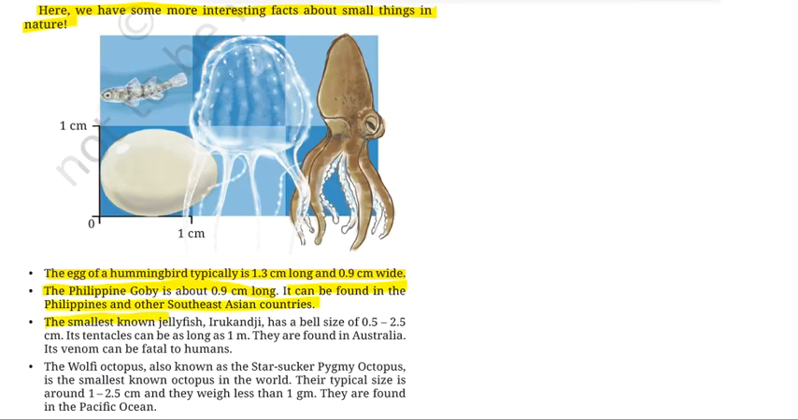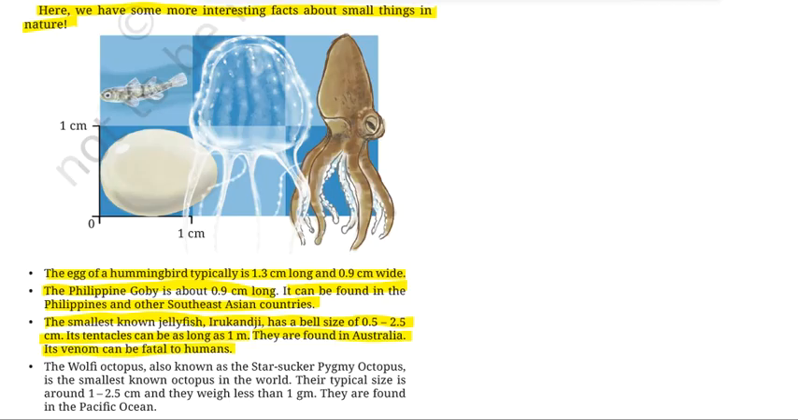The smallest known jellyfish, Irukandji, has a bell size of 0.5 to 2.5 centimeters. Its tentacles can be as long as 1 meter. They are found in Australia. Its venom can be fatal to humans. So there is a fish which is the smallest known jellyfish.